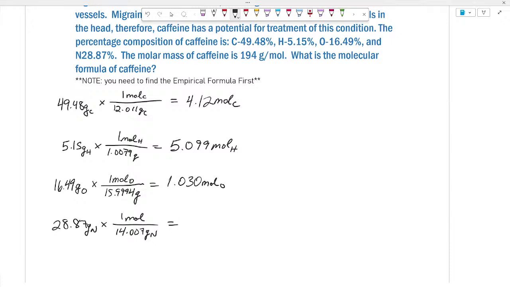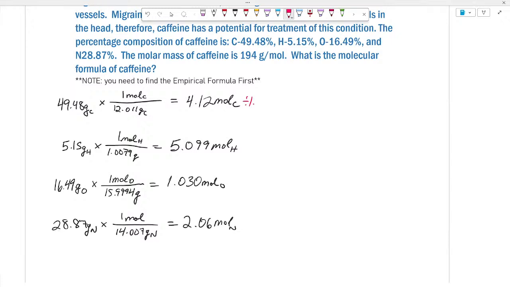And what do we get when we do that? 2, obviously, 2 point... what? 2.06. And obviously, when I look at this quickly, I can pretty much see, because all these decimals are really small, what this is going to round out to. But we should, in fact, divide them all by the smallest one.